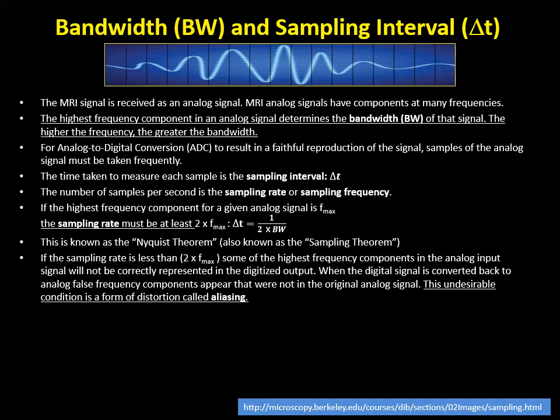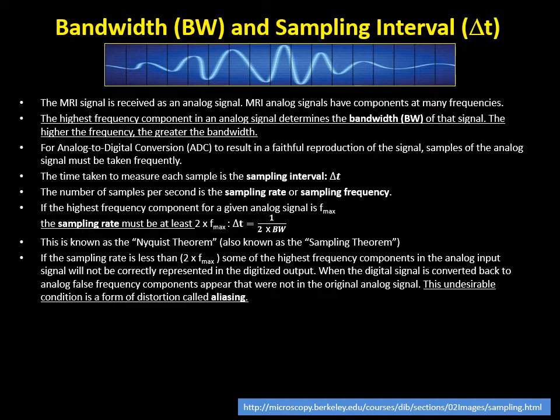The MRI signal is received as an analog signal in the receiver coil. MRI analog signals have components at many frequencies. The highest frequency component in an analog signal determines the bandwidth of that signal. The higher the frequency, the greater the bandwidth. For analog to digital conversion, ADC, to result in a faithful reproduction of the signal, samples of the analog signal must be taken frequently. The time taken to measure each sample is the sampling interval, delta t.